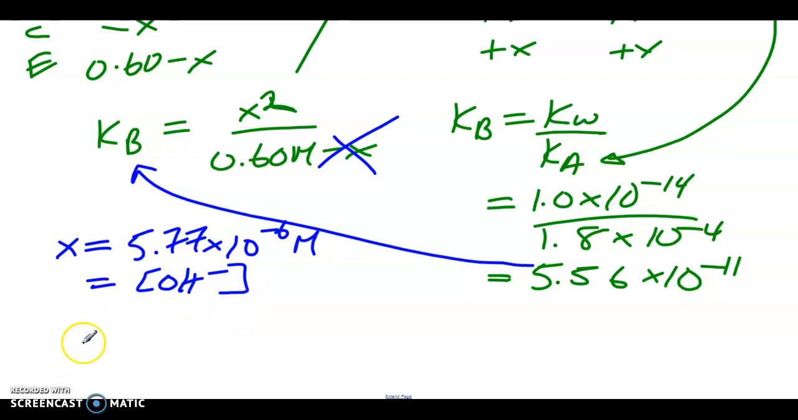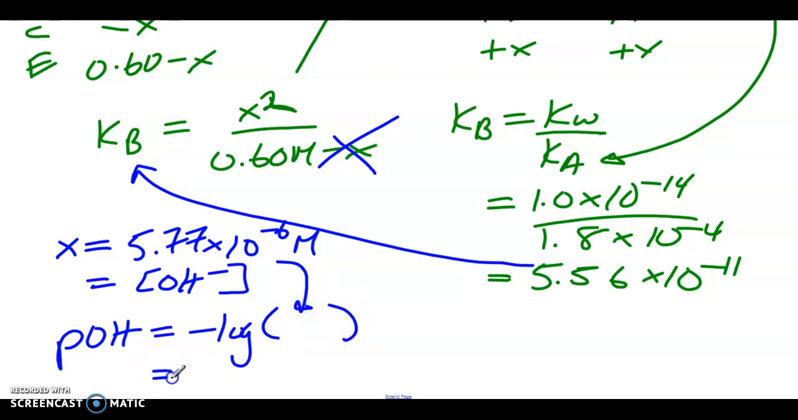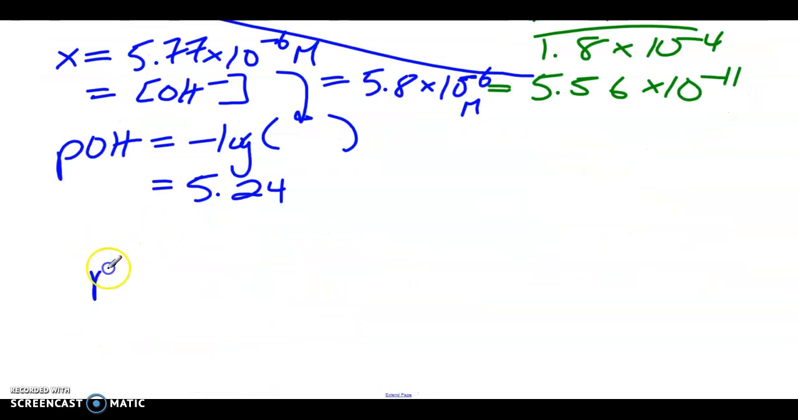So because we have our hydroxide, we can get the pOH by doing the negative log of this value, which will end up being 5.24. Of course, to 2 significant digits for your final official answer for hydroxide would be 5.8 times 10 to the negative 6. But remember, when you are continuing on with the calculations, you want to use the extended version.